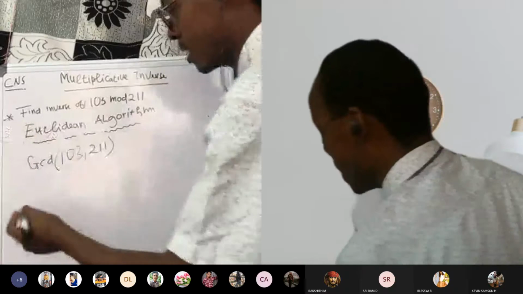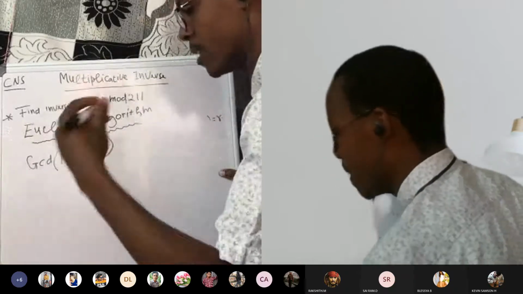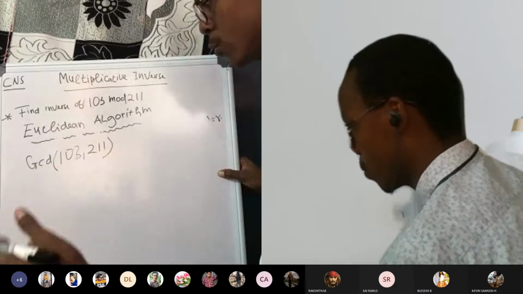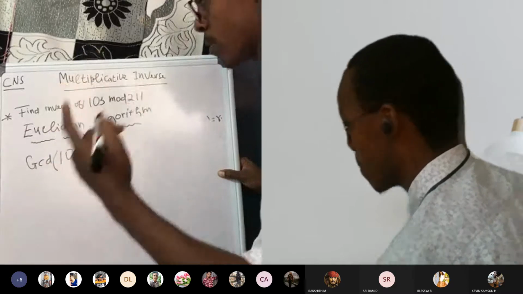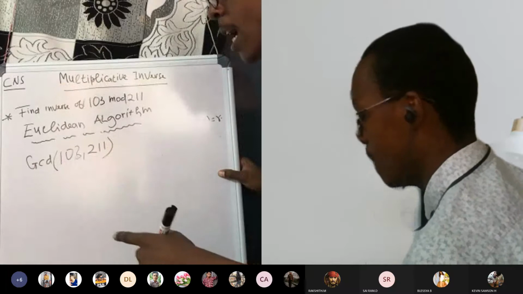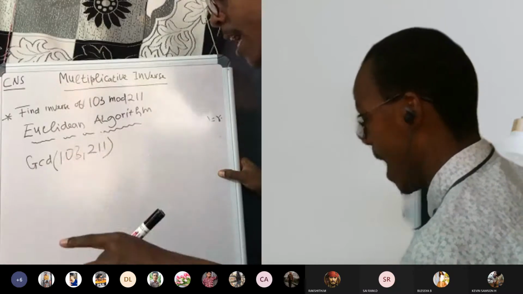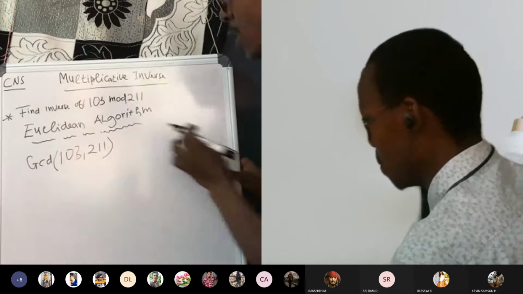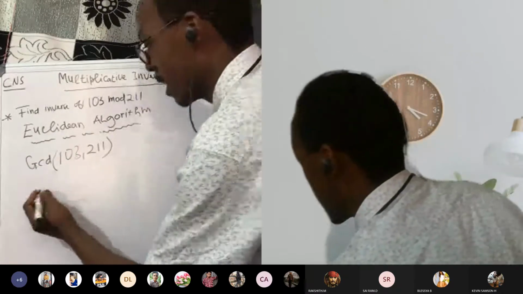I will be using two methods for the sake of understanding, but if you are solving it, you can use only one method. I will use the extended Euclidean method, and after this, I will use the simplest method, which is also the Euclidean method.